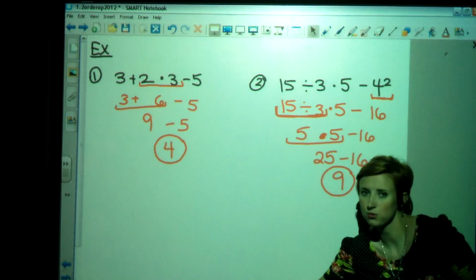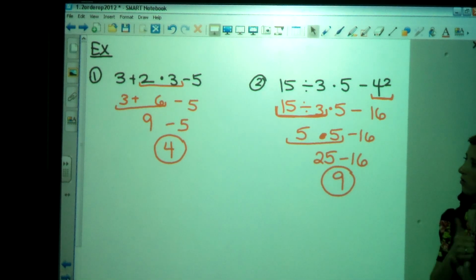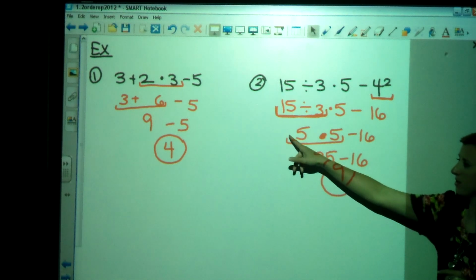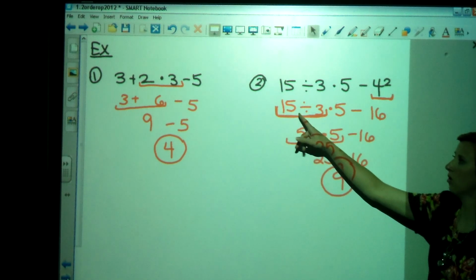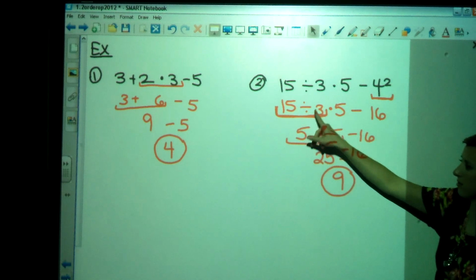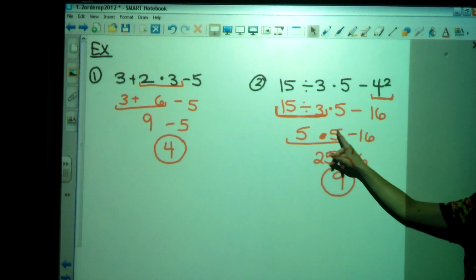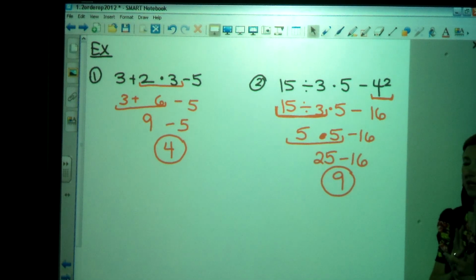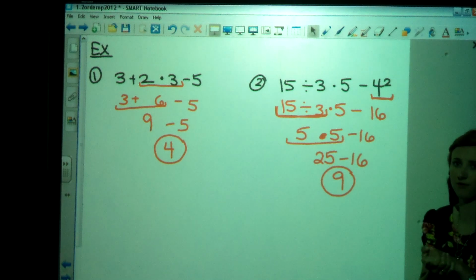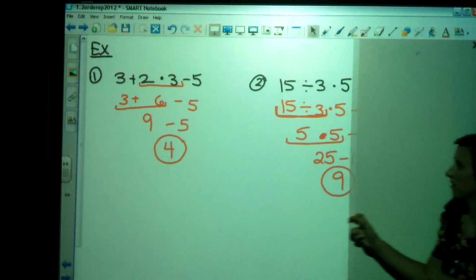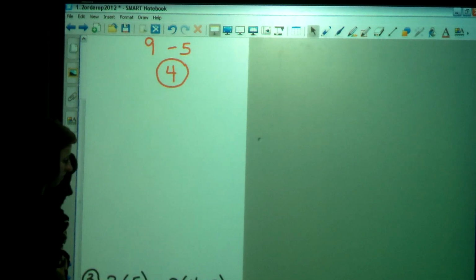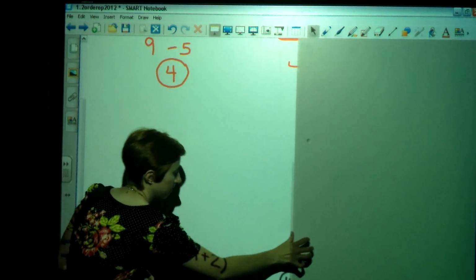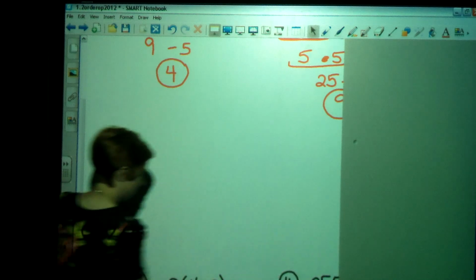So that's examples 1 and 2 using the order of operations. You don't have to show the brackets underneath the way I do. I just like to show what I'm using. 15 divided by 3 is 5. I did 5 times 5. So it's just a little bit of way for me to help you all see it on the video. So let's look at example 3 now. Oh, took away my extender page.